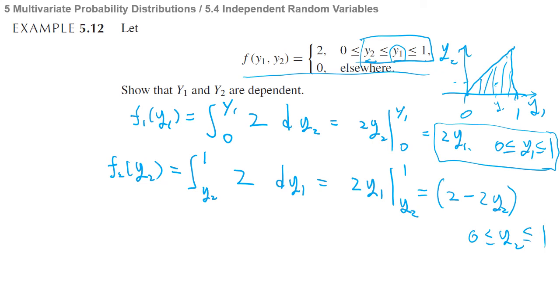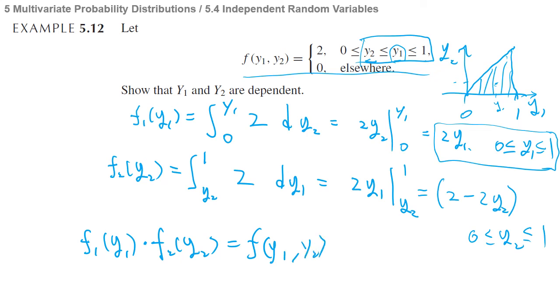Okay, now let's see, is it true? Is f1(y1) times f2(y2) equal to f(y1, y2)? Actually, this is not true. So y1 and y2 are not independent. Okay.